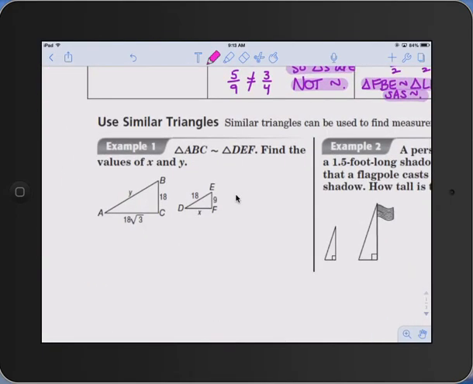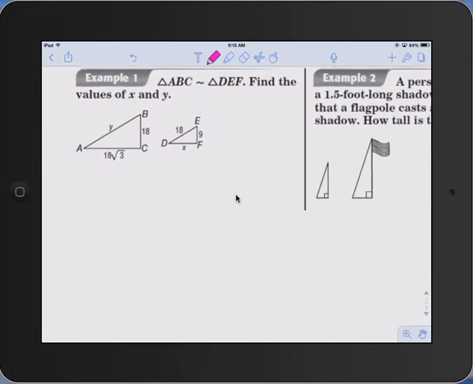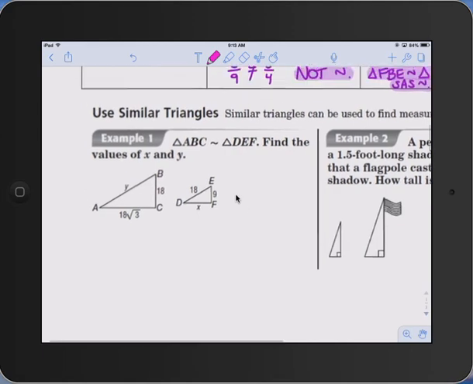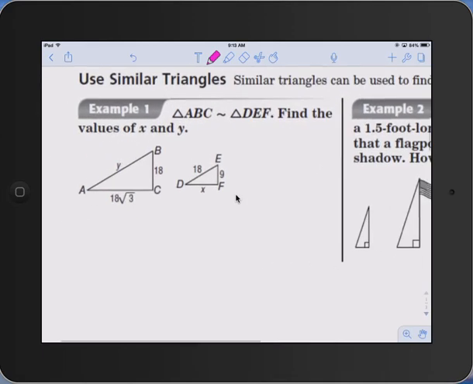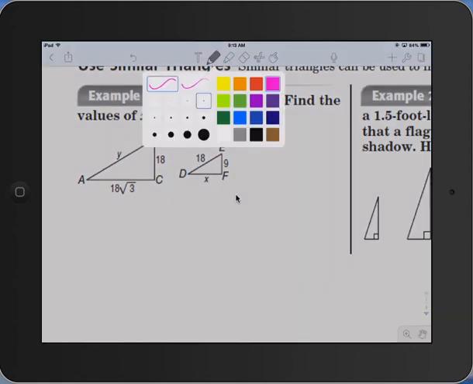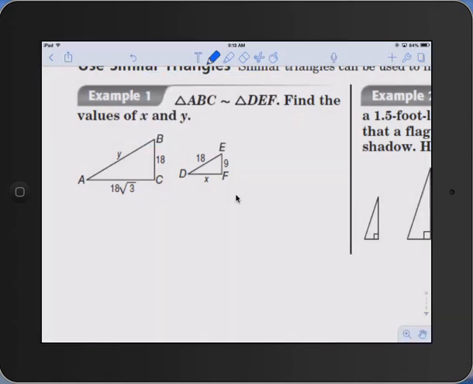Okay, for the next example here, similar triangles. Similar triangles can be used to find measurements. Okay, so you're given triangle ABC is similar to triangle DEF this time. So we know that angle A matches with angle D, and B matches with E, and C matches with F.